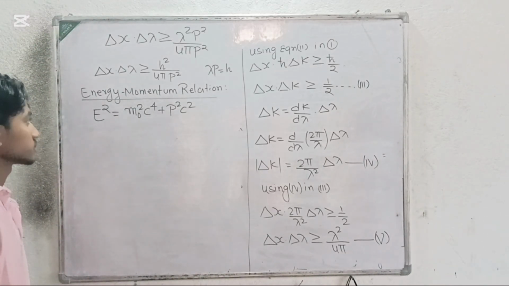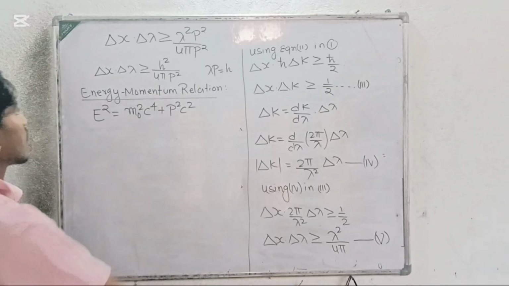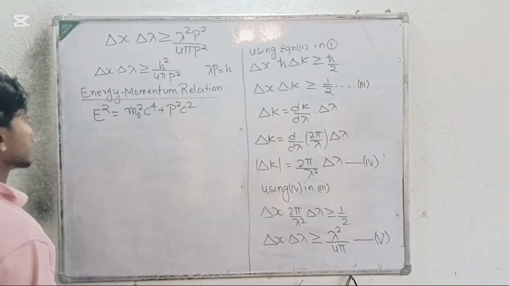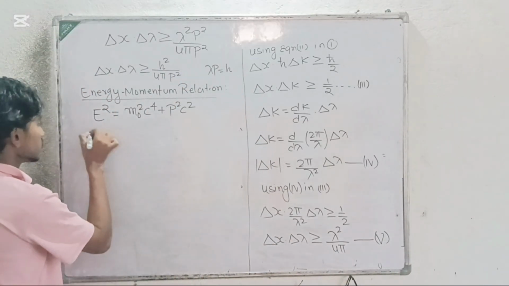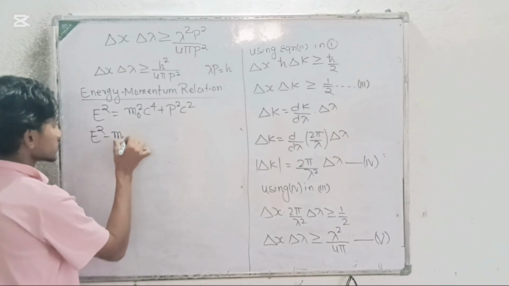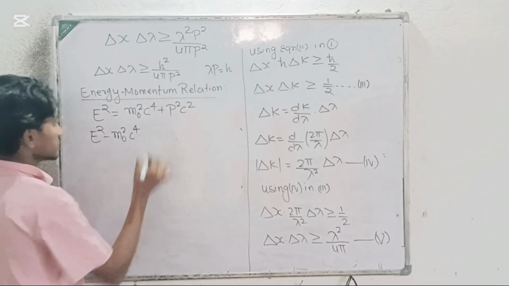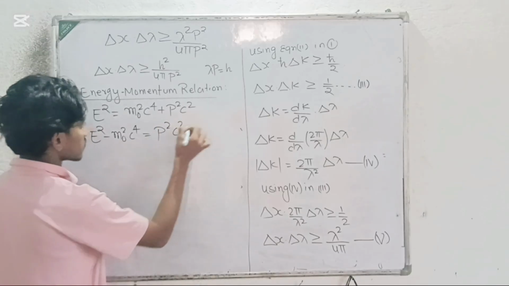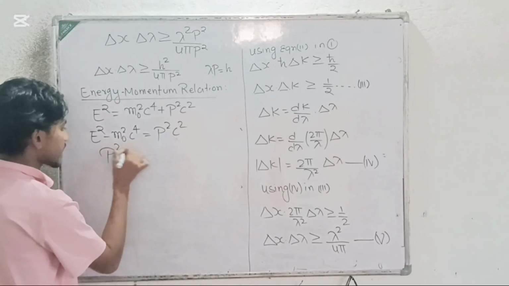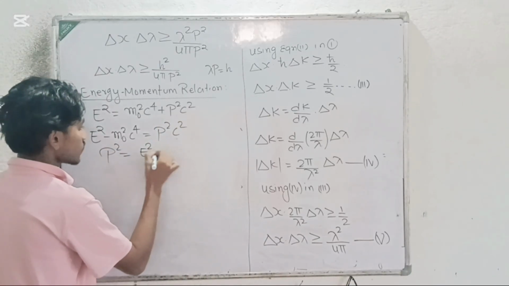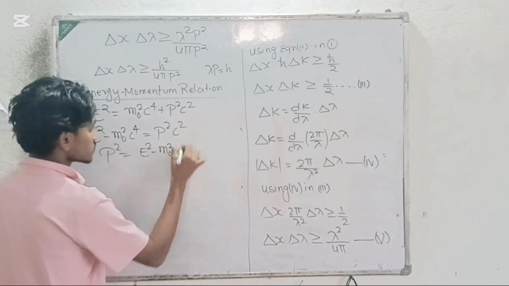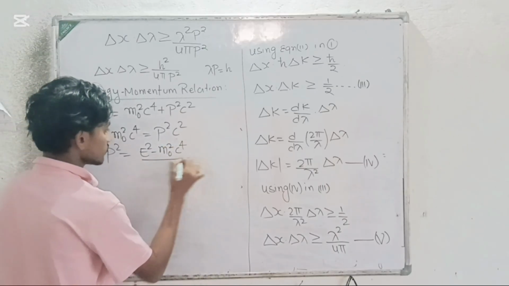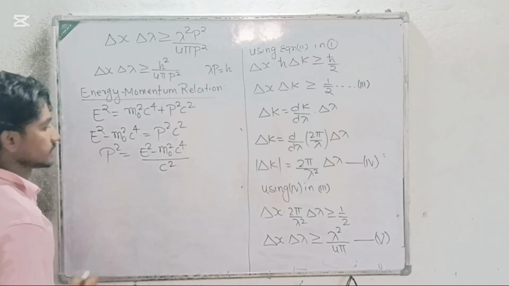This is the energy momentum relation. I want to replace it in terms of momentum, so I am going to put m0 squared c squared on the side of E squared. So p squared can be written as (E squared minus m0 squared c to the power 4) divided by c squared.